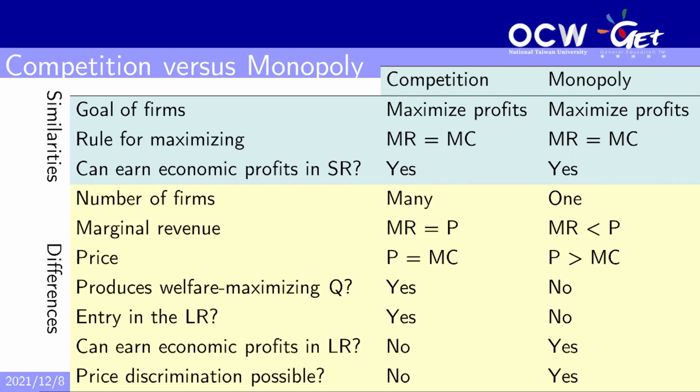In the long run, there's free entry under competition, but not for the monopolist, because nobody can enter. That's the key thing. But the last thing is that you can do price discrimination. That's something that we talked about last week as well, if you are a monopoly. But if you are a competitive firm, you're a price taker, then you cannot do price discrimination.